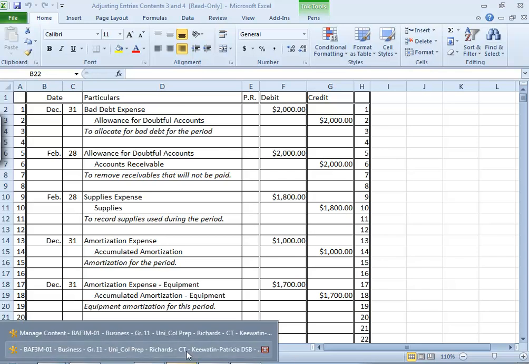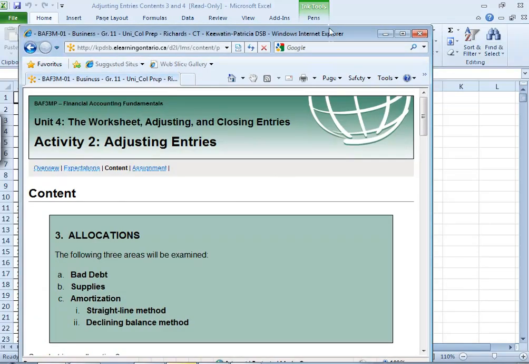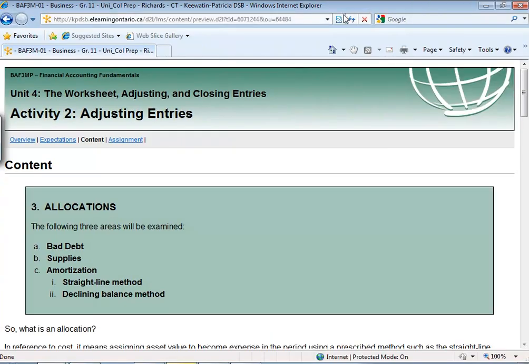Okay, this next tutorial is concerning the last two adjusting entries, which are first of all allocations. And allocations are really allowing for or recording for debts that are bad, which means debts where somebody has purchased something from you or a service and they're not going to pay you. Okay, so that's a bad debt.